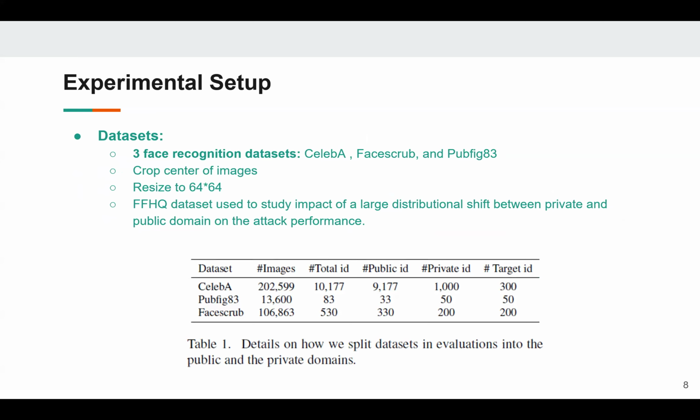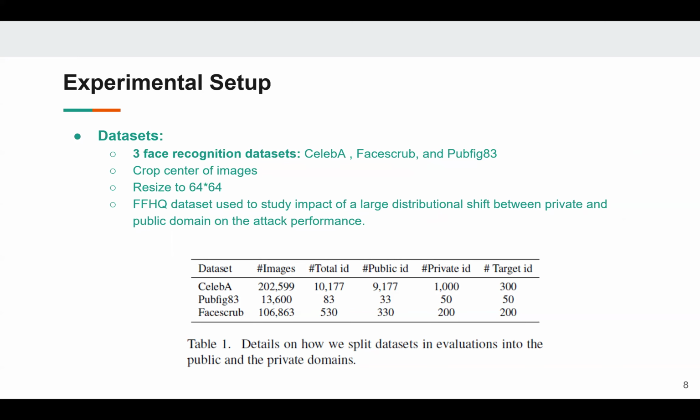So the experimental setup is illustrated in the slide. The authors experiment on three different face recognition datasets, which are CelebA, FaceScrub, and PubFig83. So similar to existing work in the literature, they crop the images of all datasets to the center and resize them to 64 by 64.